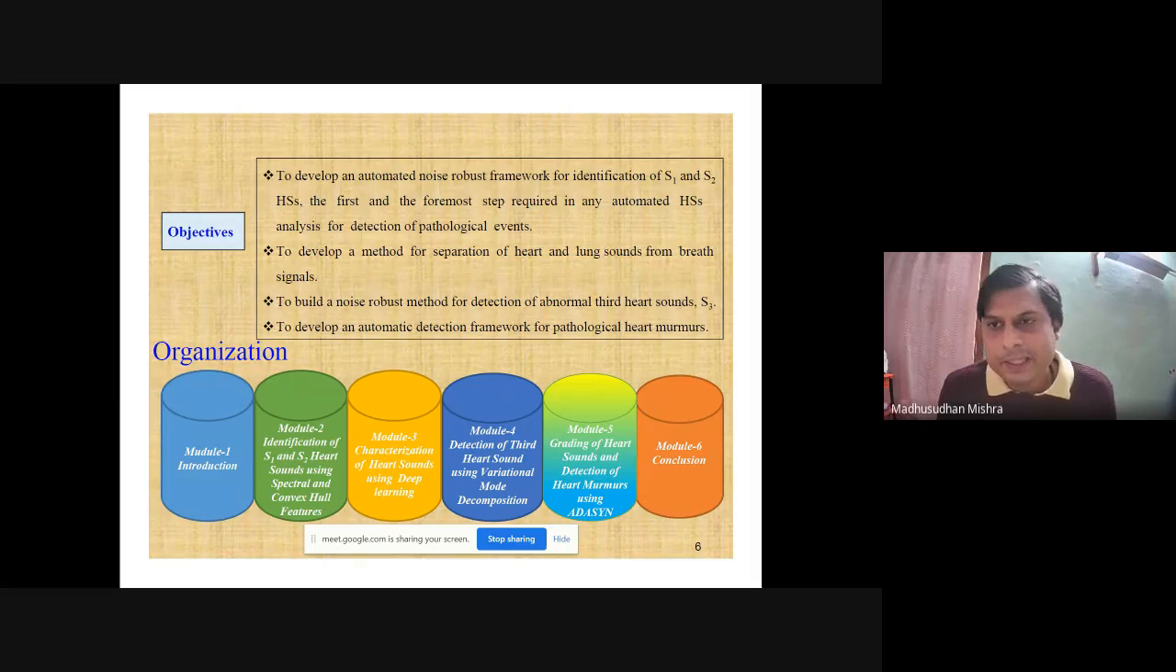And it is a bit easier, I cannot say easier, but at least the first and second heart sounds are prominent as compared to the third heart sound, fourth heart sound, and heart murmurs.